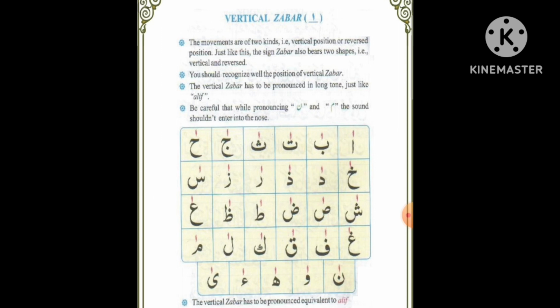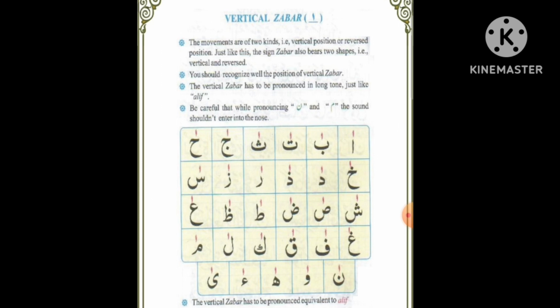Ba khada zabar ba. Ta khada zabar ta. Sa khada zabar sa. Jim khada zabar ja. Ha khada zabar ha. Kho khada zabar kho. The heavy letters should sound heavy even in this. Dal khada zabar da. Zal khada zabar za. Ro khada zabar ro. Za khada zabar za. Sin khada zabar sa. Shin khada zabar sha. Sod khada zabar so. Dod khada zabar do. To khada zabar to.